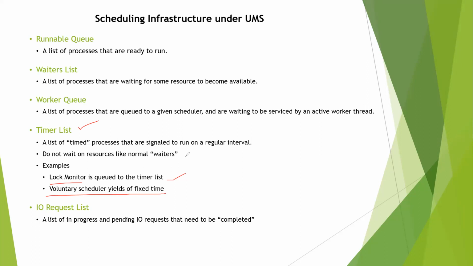Voluntary scheduler yield of fixed time does not wait for a resource like normal waits. This is the timer: checkpoint, lazy writer, or lock monitor are all in the timer list. IO request is a list of in-progress and pending IO requests that need to be completed. If a thread posts an IO operation that is asynchronous, it cannot keep executing on the CPU. It should come out of the CPU and be placed in the IO list.